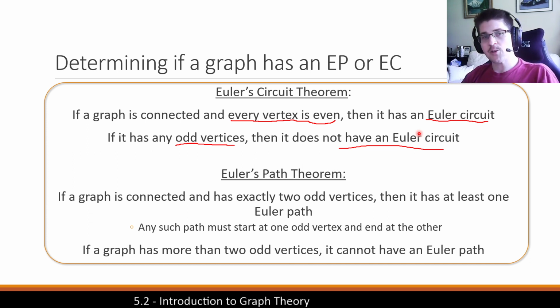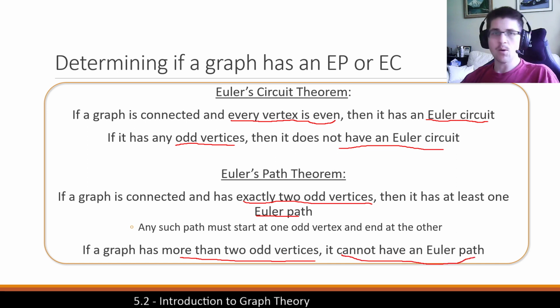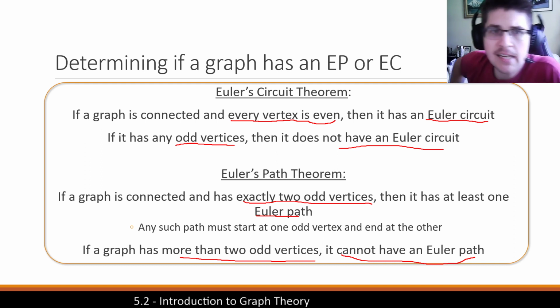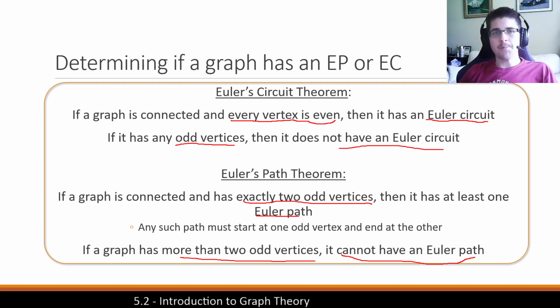And there's a very similar theorem for Euler paths, which is pretty much just as easy if you're focusing on the conditions. It says if a graph is connected and has exactly 2 odd vertices, then it has at least one Euler path. It also says that any such path must start at one odd vertex and end at the other, which is not an important thing to overlook. And then if a graph has more than 2 odd vertices, it cannot have an Euler path. Technically 0 as well, it can't have an Euler path. I don't know why that wasn't stated in the theorem as well.